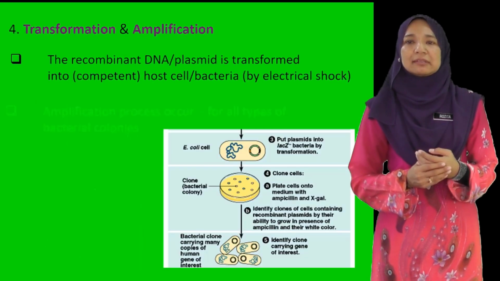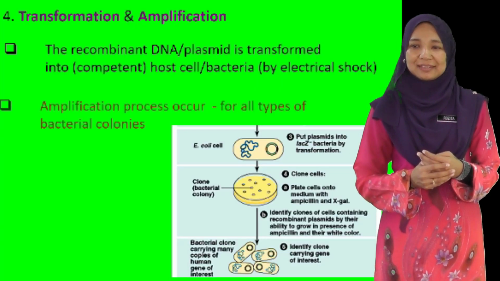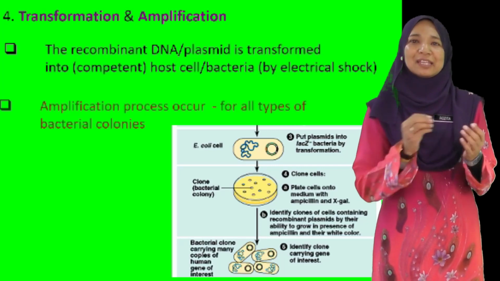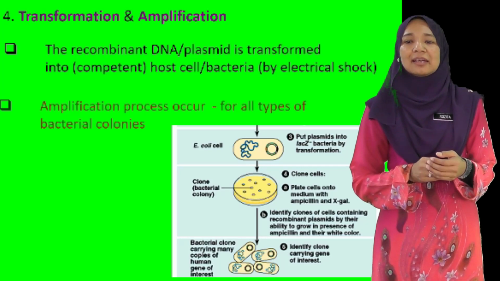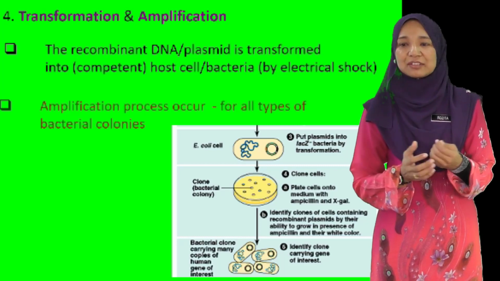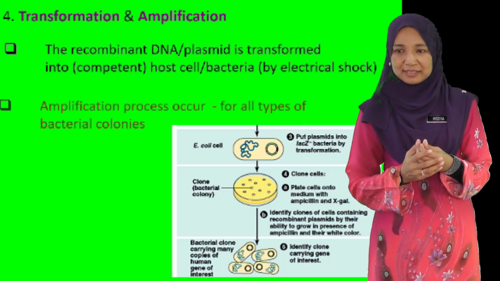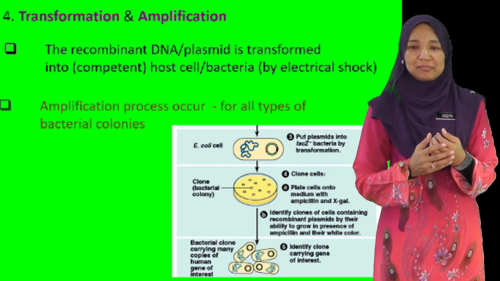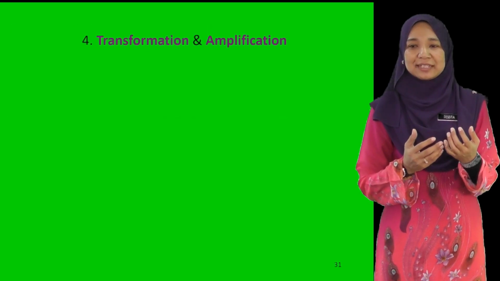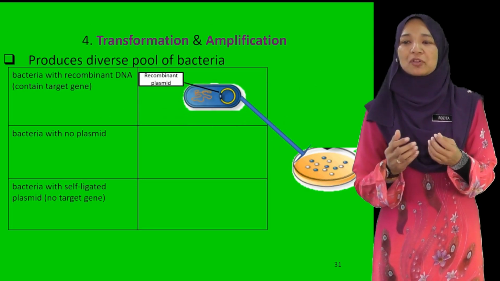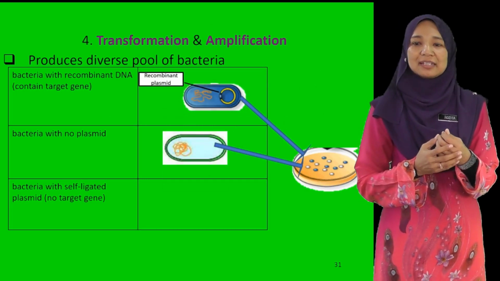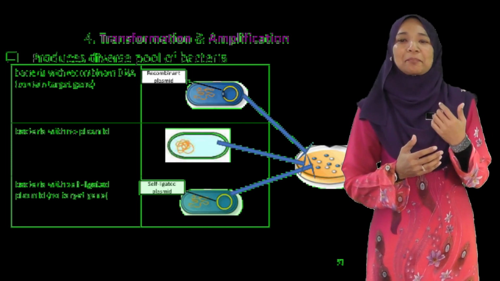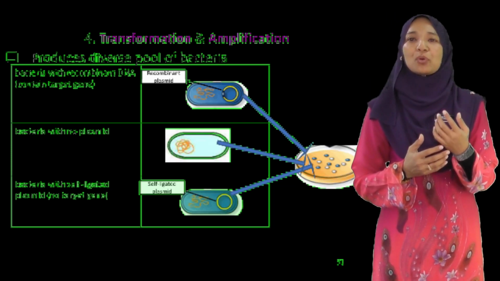Fourth, the transformation process occurs when the recombinant plasmid is introduced back into bacteria. Then, the bacteria are replicated through the amplification process, forming bacterial colonies. At the end, the bacterial colonies must undergo a screening process to identify the desired bacterial colonies with the gene of interest by ampicillin screening and blue-white screening.